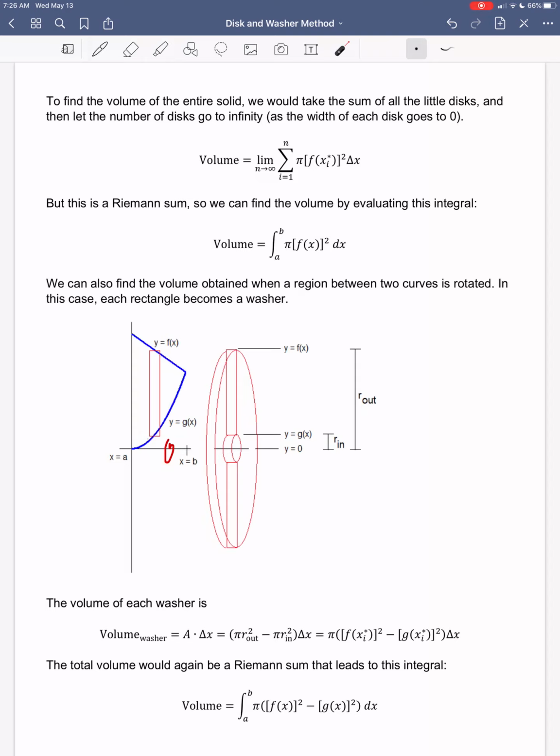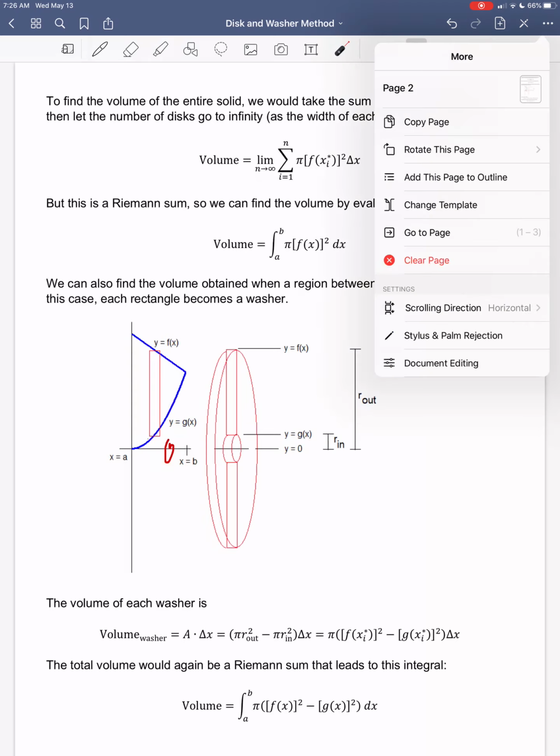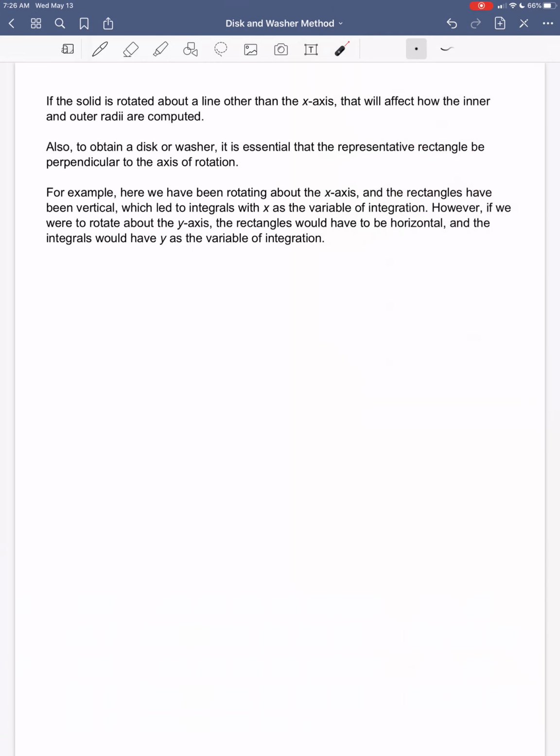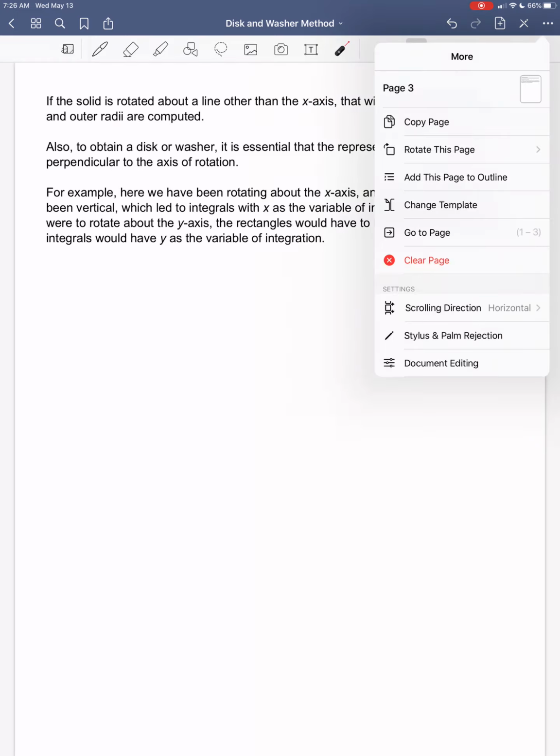So if I have a washer, I always just get pi, and then I have the top function squared minus the bottom function squared. And that would allow me to calculate the volume in that sort of situation. Now, a couple things. It gets a little more complicated than this. If I rotate about a line other than the x-axis, that's going to affect how the inner and outer radii are computed. What do I mean by that?